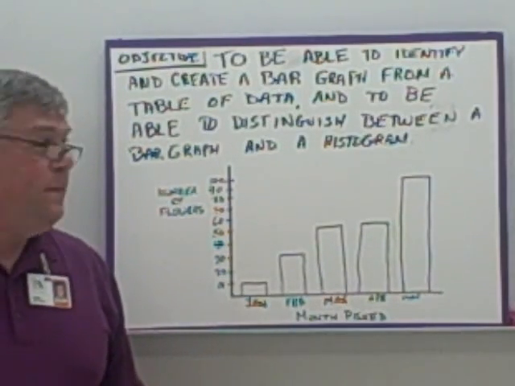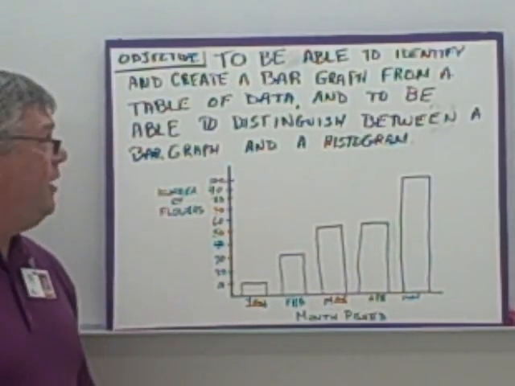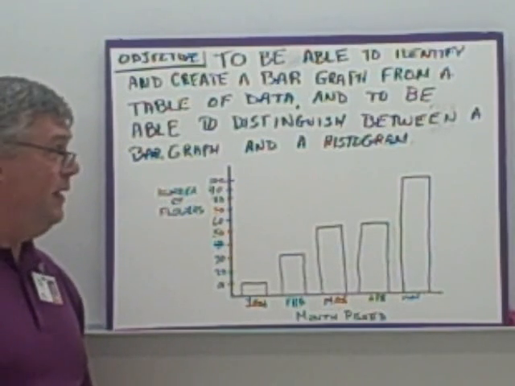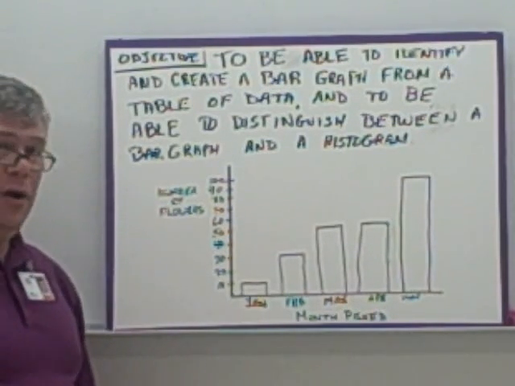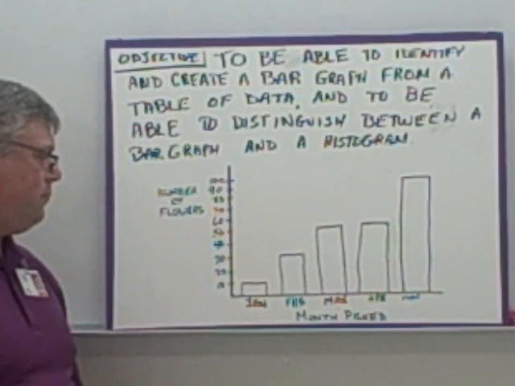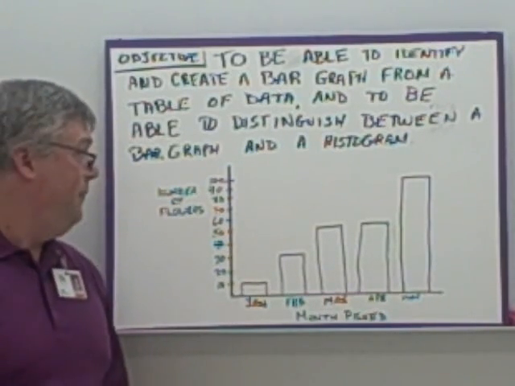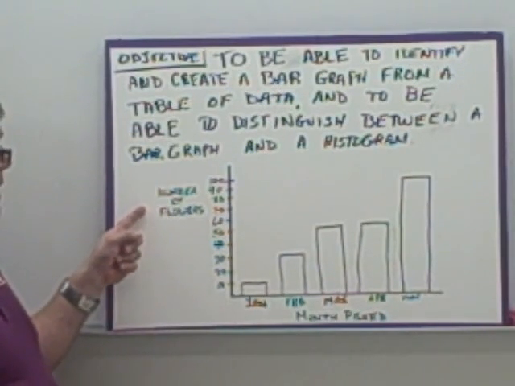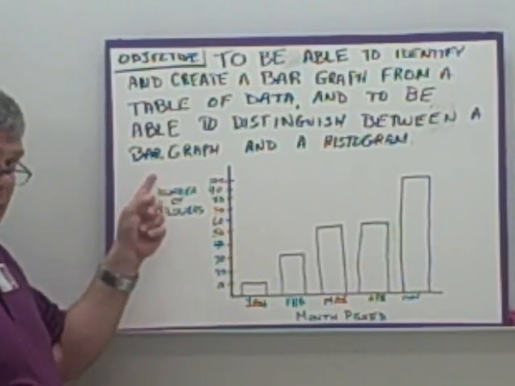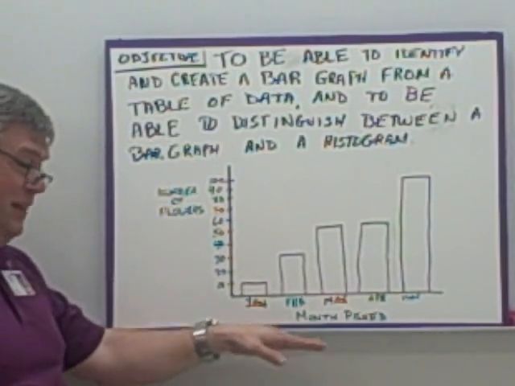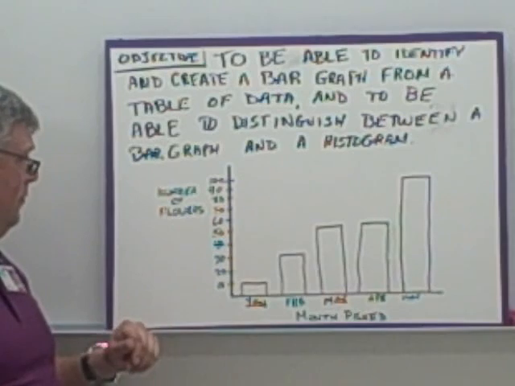The objective of this video is to be able to identify and create bar graphs from a table of data and to be able to distinguish between a bar graph and a histogram. This here is a bar graph. You'll notice that it has a label for the x and the y axis. The horizontal is the x, the vertical is the y.